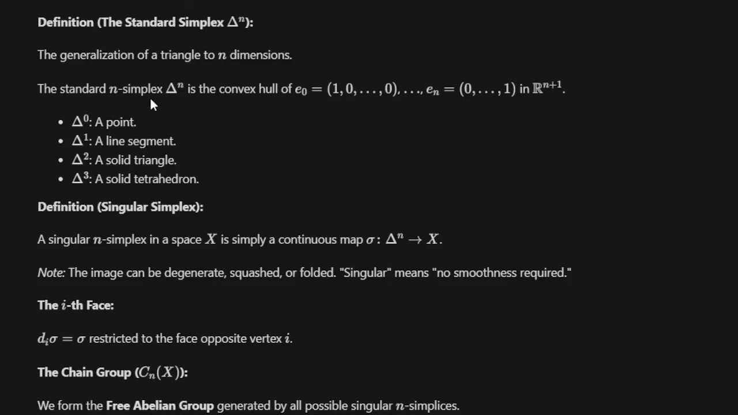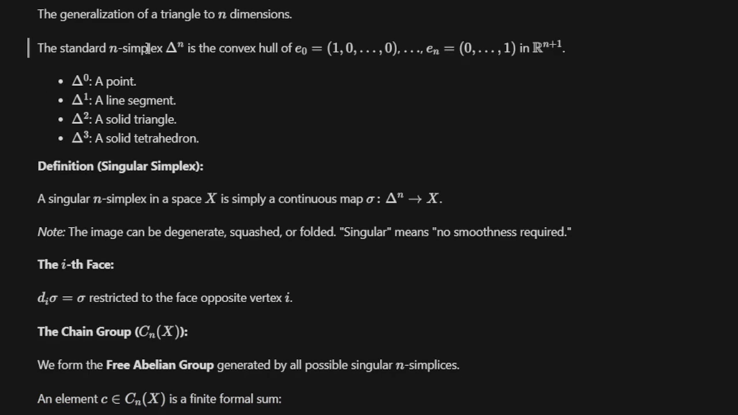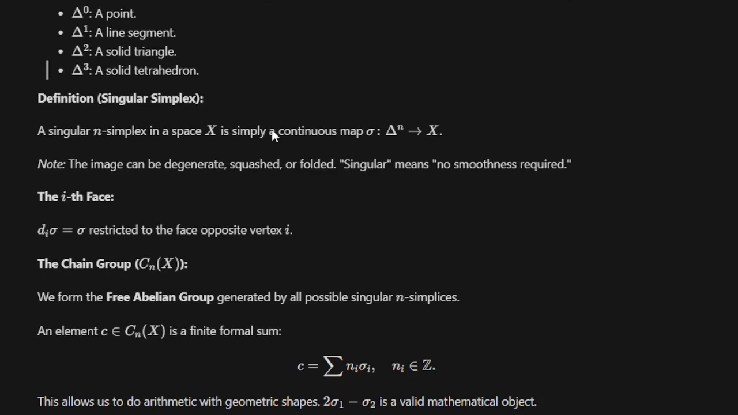But the n-simplex then would be a convex hull of e_0 to e_n in some Euclidean space in n+1 dimensions. Okay, and you can have a point, you can have a line segment. This would be a triangle. This would be a solid kind of tetrahedron.